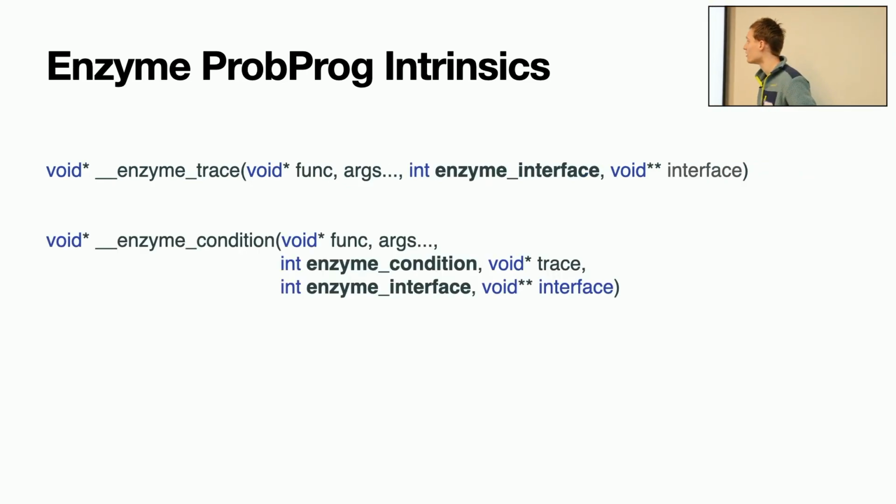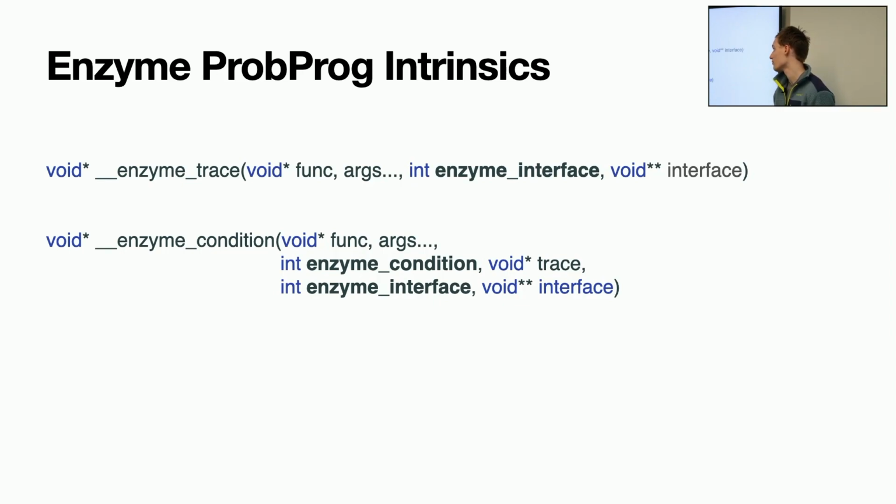For trace generation, we have enzyme trace, which takes the model function we want to trace. And we can also pass an interface dynamically to that, which would be implemented, for example, in Python or in Julia, and it would map to whatever the native trace object is, for example for Pyro or Gen in that case.